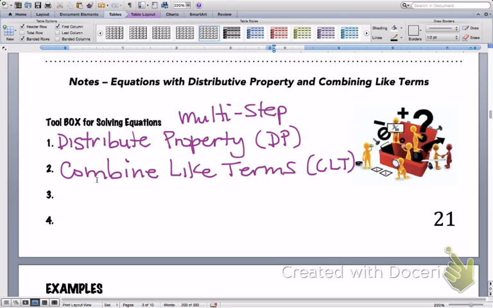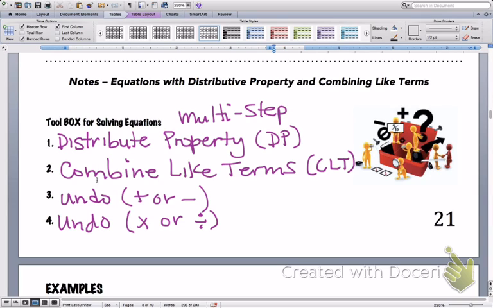So two-step equations, we always undo add, subtract, and then we undo multiplication or division. So these are our four general steps in order to solve a multi-step equation.